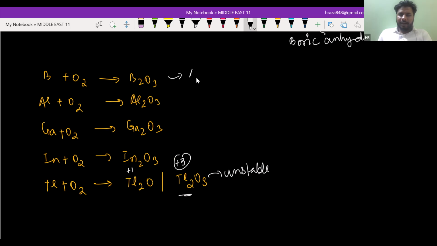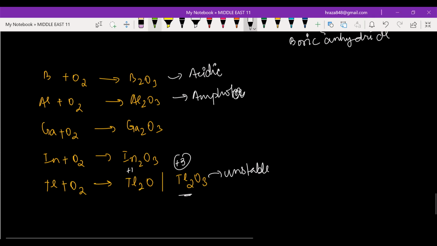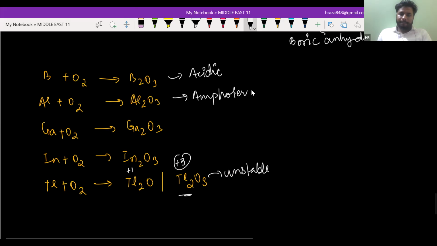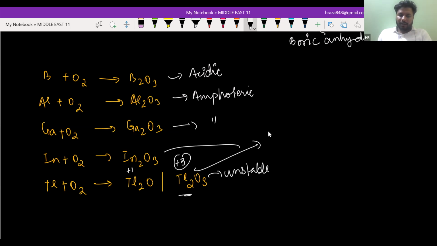B2O3 is acidic in nature because boron is a non-metal and non-metallic oxides are acidic. Al2O3, from childhood you know, is amphoteric, right? Again, Ga2O3 is amphoteric. Indium and thallium are metals, that's why their oxides are basic. Just write it.